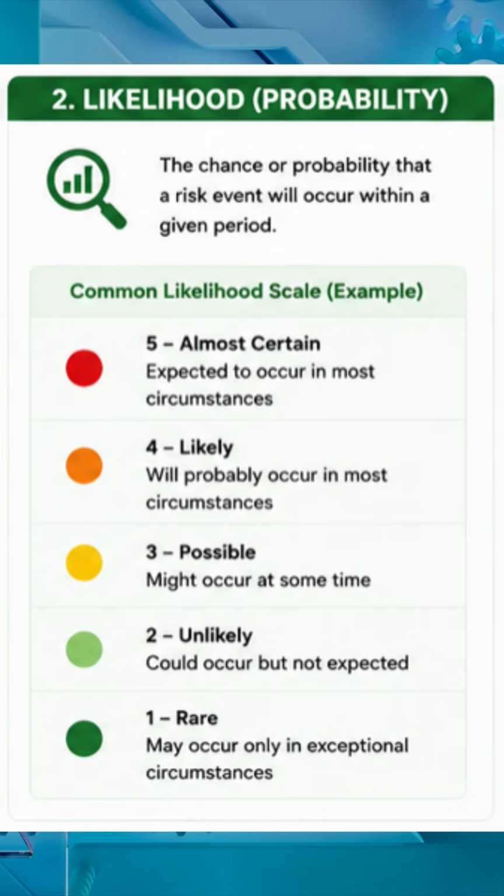Next is likelihood, sometimes called probability. Likelihood measures how likely it is that the risk event will occur within a given period. Organizations often use a scale ranging from rare to almost certain. A rare event may only happen in exceptional circumstances, while an almost certain event is expected to happen in most situations. When auditors assess risk, they look at both the severity of the impact and the probability of occurrence.